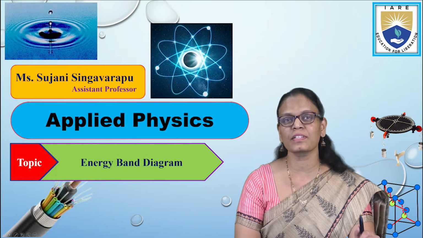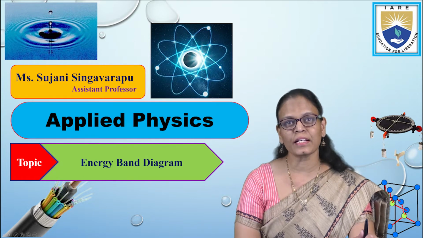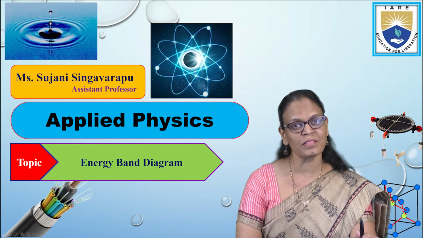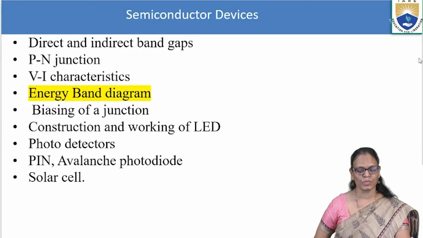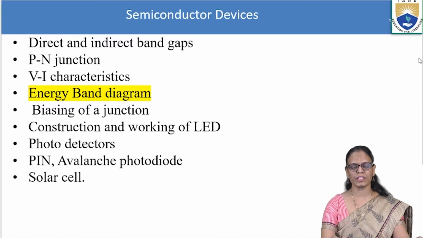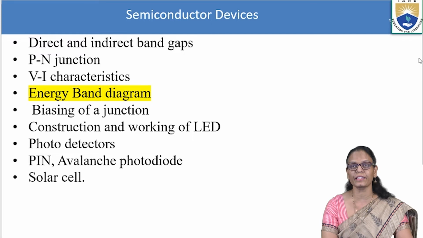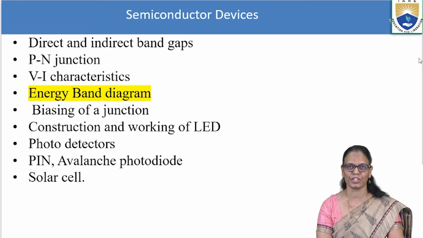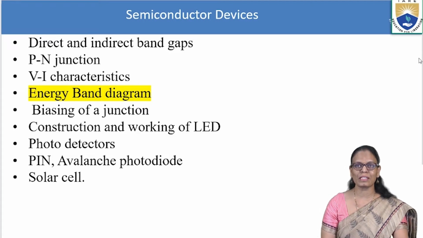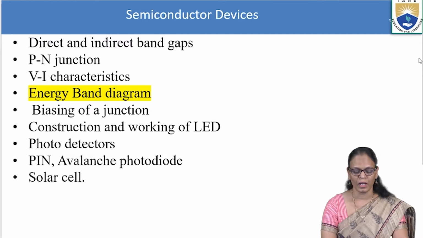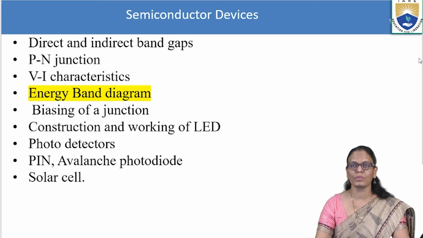Today we are going to discuss about energy band diagram in semiconductor devices. In the previous lectures we have discussed about direct and indirect gaps, a PN junction and the voltage current characteristics of a PN junction. If you have missed out on those lectures, you can refer to the previous videos and catch up with the topics. Today's topic, as I told you, is energy band diagram.